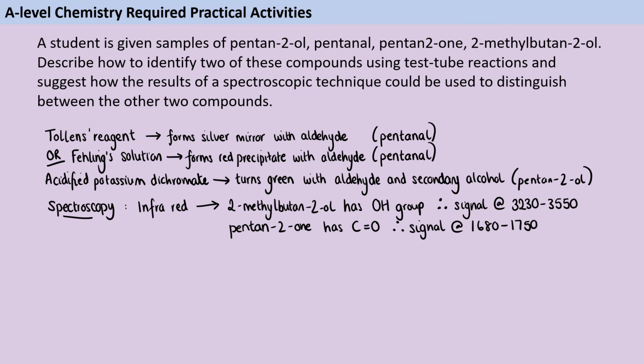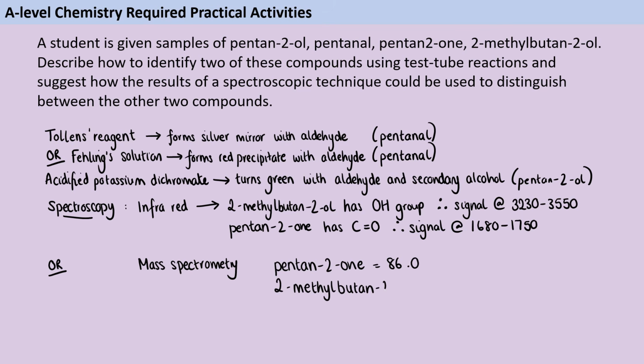And of course those numbers are just on your data sheet, but you do need to be specifying there's a signal in this region. You don't just say, oh, there's a signal based on the fact that it has this functional group. Or alternatively, we could do some mass spec, because actually these compounds have got different relative formula masses. So pentan-2-one has an Mr of 86, whereas your tertiary alcohol there has an Mr of 88, and you would be able to see that on your mass spec.